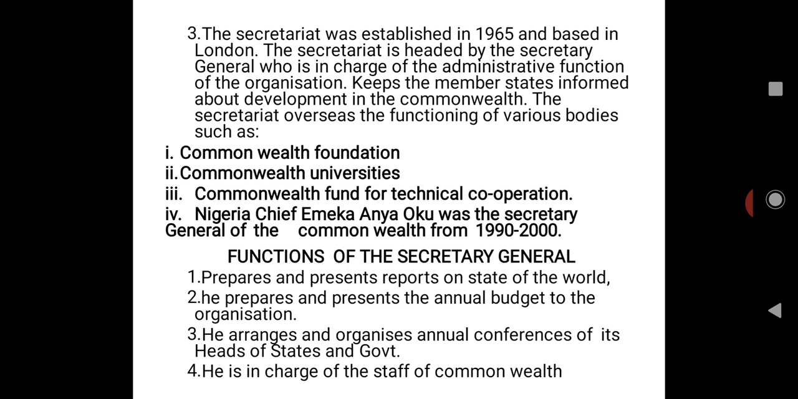Now, it is important for us to note that Nigeria's Chief Emeka Anyaoku was the Secretary General of the Commonwealth of Nations from 1990 to 2000. Please, my students, it is important for you to note this.